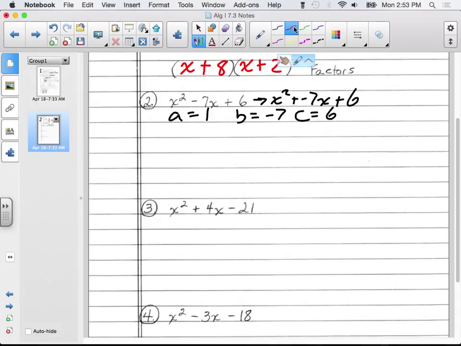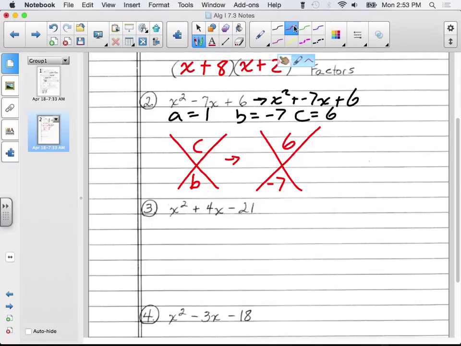All right, next thing we do, here's the model for the diamond method. So what goes upstairs? 6, our C value. What goes downstairs? Negative 7, our B value. So now we're looking for two numbers. And when we multiply them, we get positive 6. And when we add them together, we get -7. We're looking for two numbers. When we multiply them, we get our top value. And when we add them together, we get the bottom value.